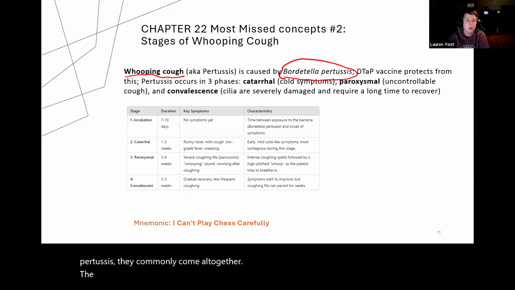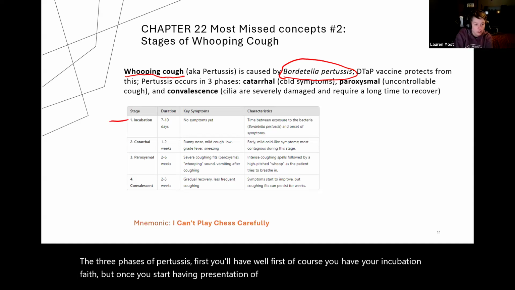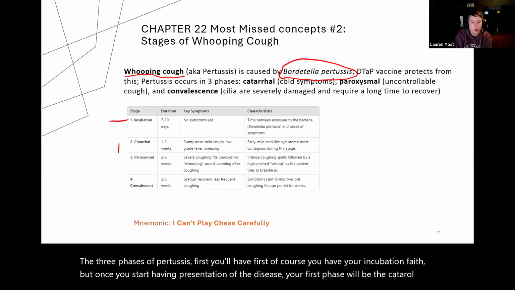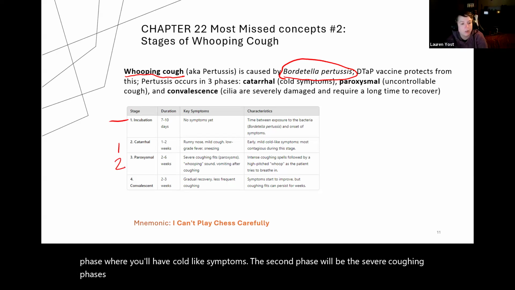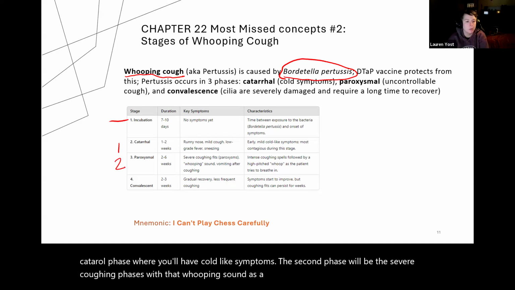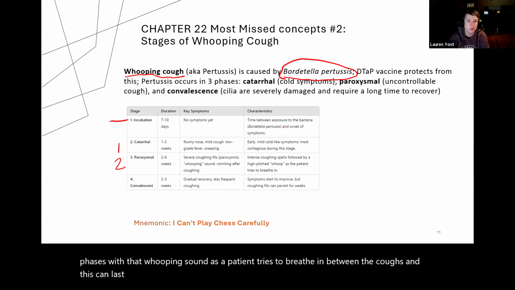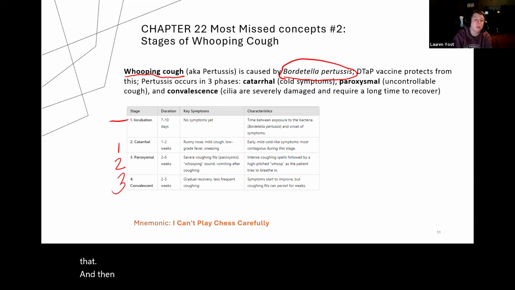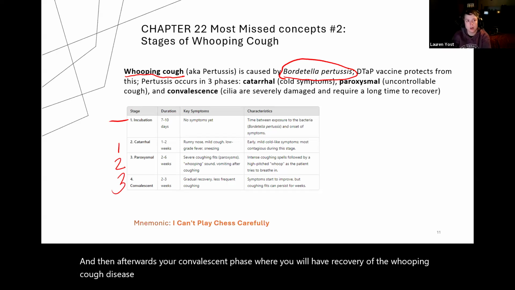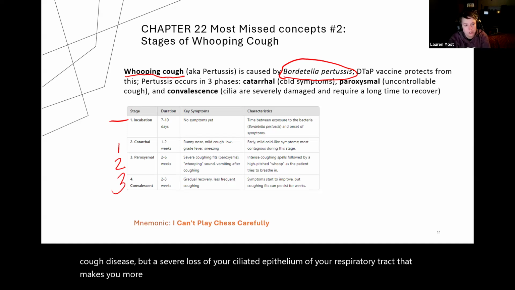The 3 phases of pertussis: first, of course, you have your incubation phase, but once you start having presentation of the disease, your first phase will be the catarrhal phase, where you'll have cold-like symptoms. The second phase will be the severe coughing phase, with that whooping sound as the patient tries to breathe in between the coughs, and this can last anywhere from 2 to 6 weeks. So you have a month or so of that. And then afterwards, your convalescent phase, where you will have recovery of the whooping cough disease, but a severe loss of your ciliated epithelium of your respiratory tract that makes you more susceptible to secondary infections.